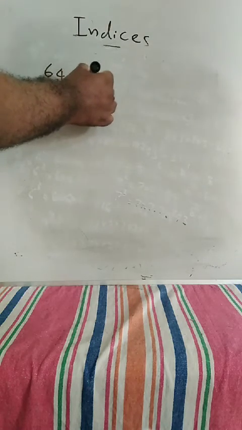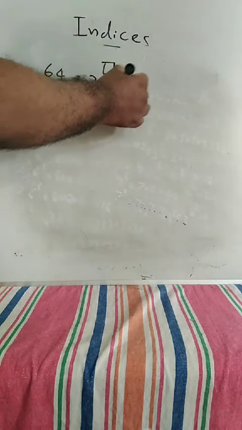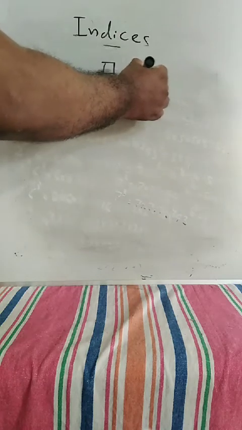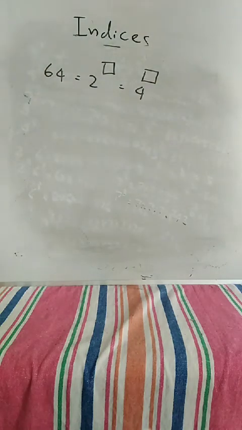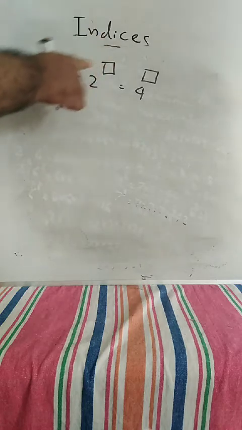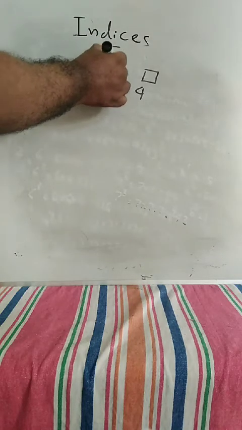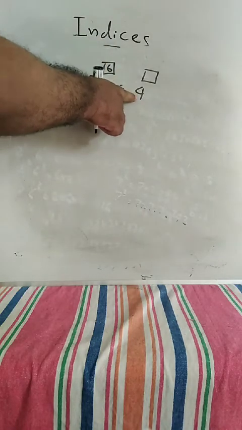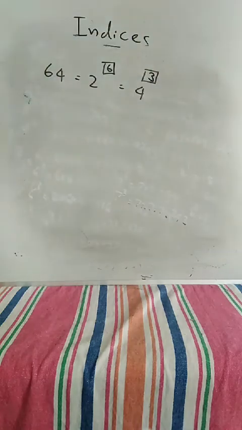Then using this they have given 64. The 64 is a number, no? Now 64, how can we write using this? 64 can be written as 2 to the power 6, and also 64 can be 4 to the power 3, no? You should know this.